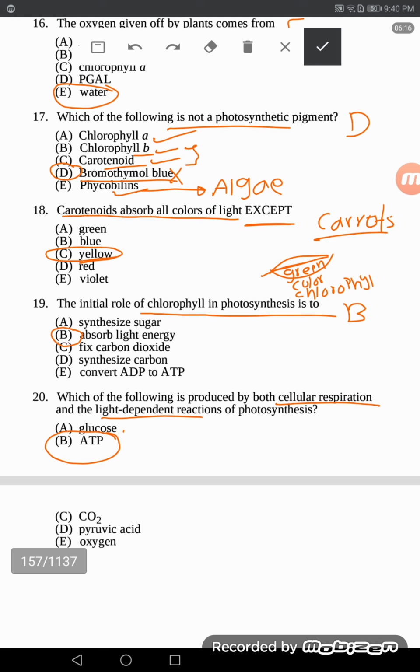So that's about the 20 questions that we have related to the SAT biology, and these are the last part of our explanation about the photosynthesis process.